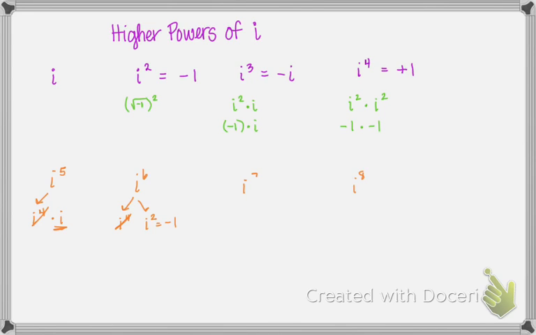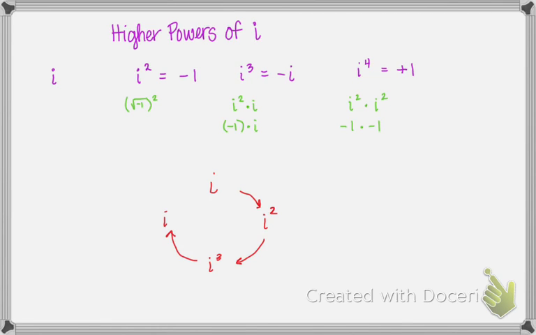So here's really how this comes out to be. It's one big cycle that repeats over and over again. We start with i, we go to i squared, we go to i cubed, and we go back to i to the fourth, and then it restarts. And each of those values is i, -1, -i, +1, and then it repeats and repeats again.